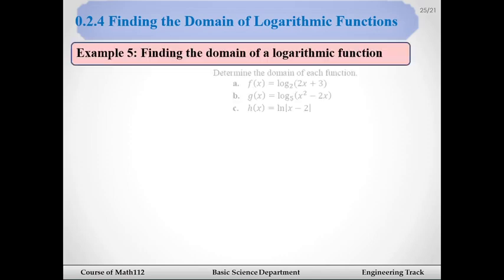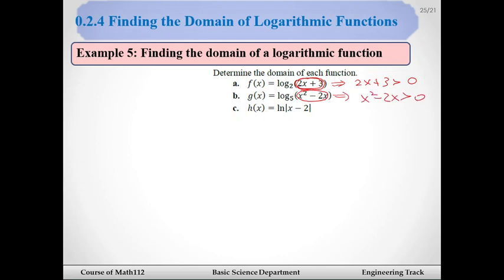Finding the domain of logarithmic functions. Sometimes we might have some shifting or some function inside the logarithm. Here, the important thing to keep in mind all the time is that the term inside the logarithm should always be bigger than 0, because the domain of the log function is from 0 to infinity. It means whatever you put here should be between 0 and infinity, so it requires 2x plus 3 is bigger than 0, and x squared minus 2x is bigger than 0, and here you have to say the absolute value of x minus 2 is bigger than 0.